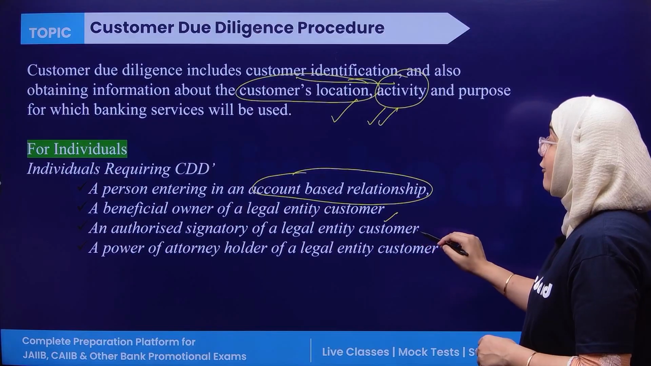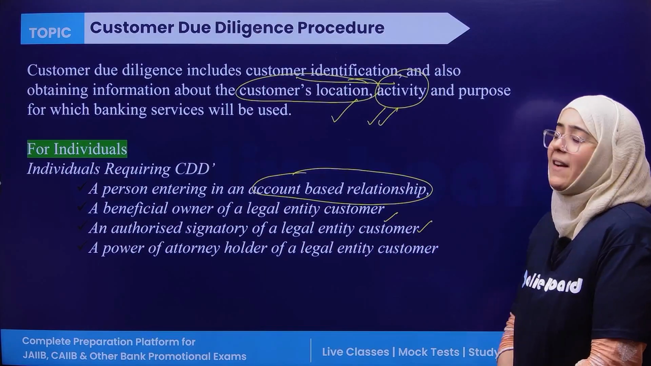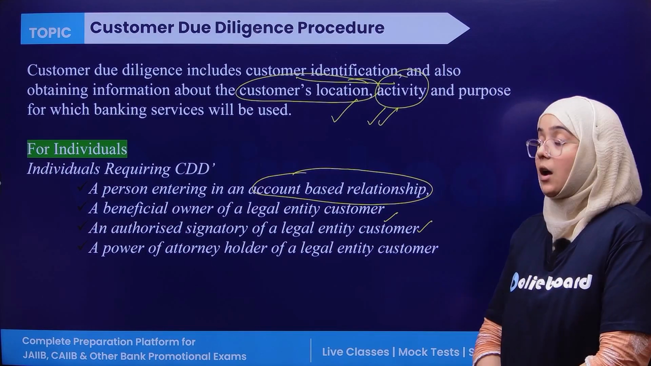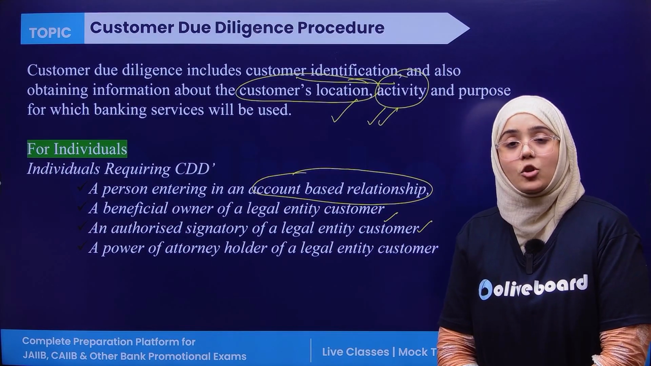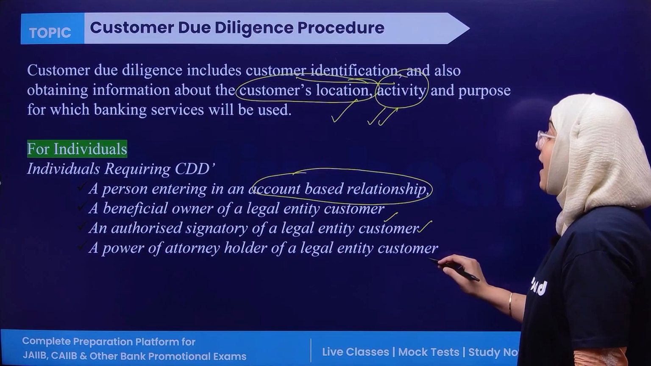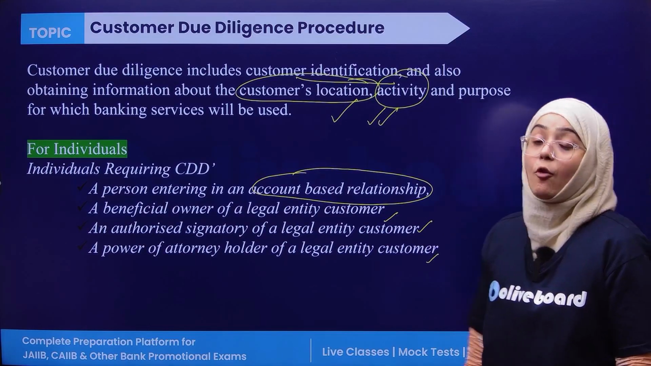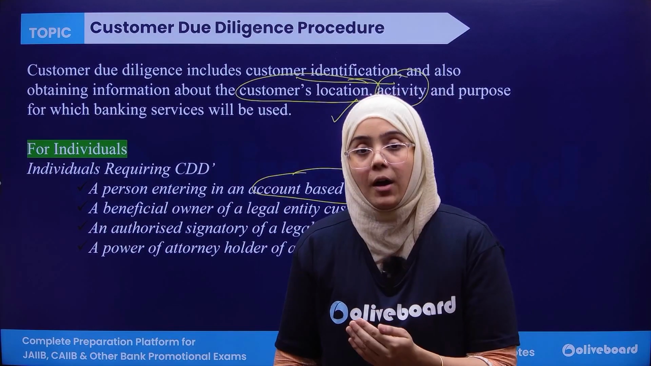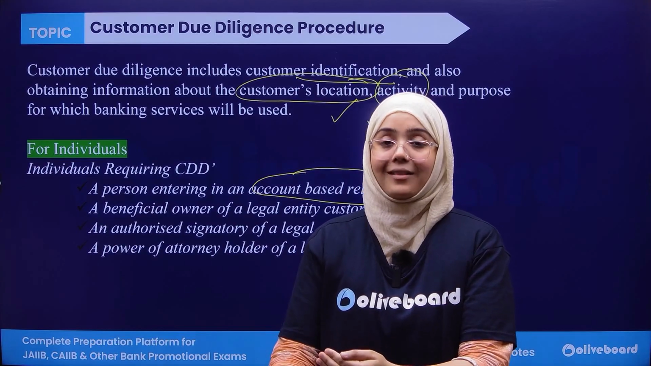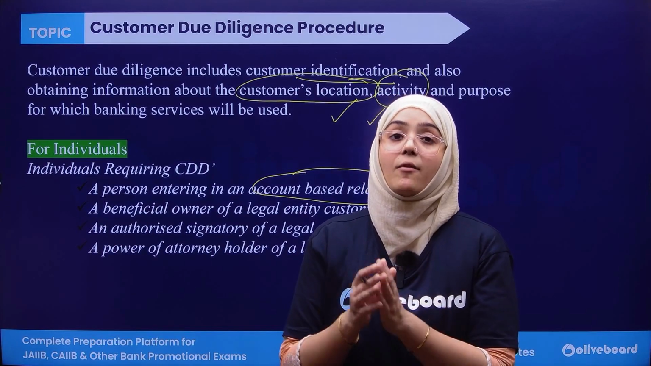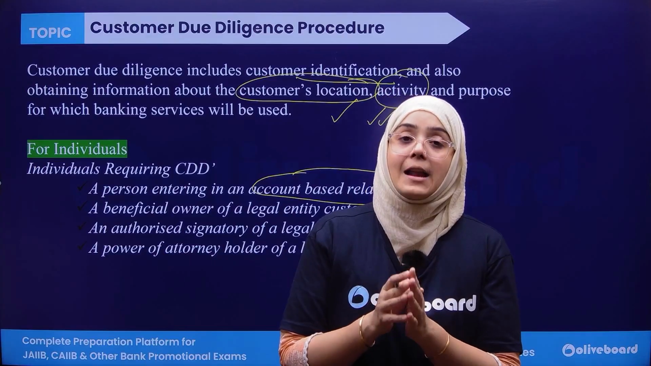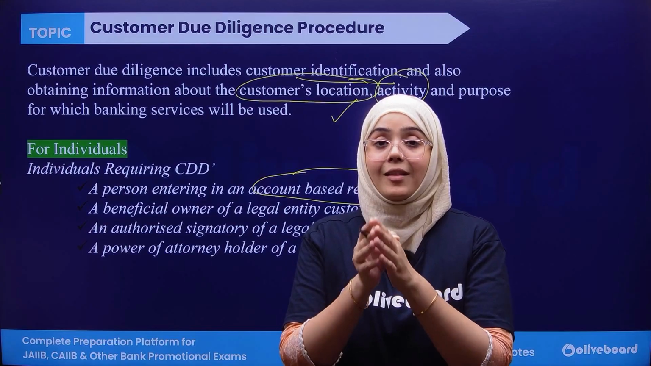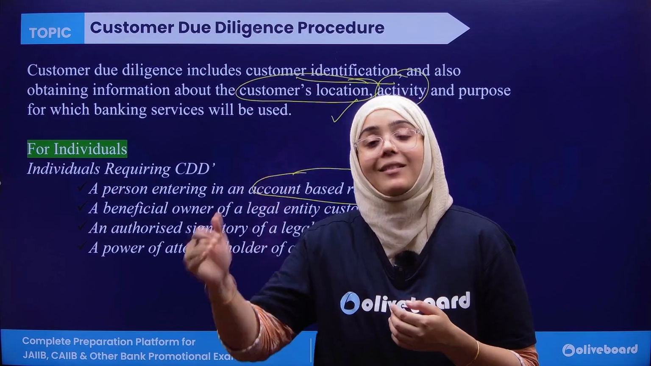Okay, next, an authorized signatory of any legal entity customer, meaning you are an authorized person from a company or from any institution whom you are representing. Last, a power of attorney holder. For example, I, Afreen Azmat, have transferred the right to operate my account to my sister. Now my sister has the power of attorney to perform any functions on my behalf in my bank account. So customer due diligence is necessary for me also and for my sister also.